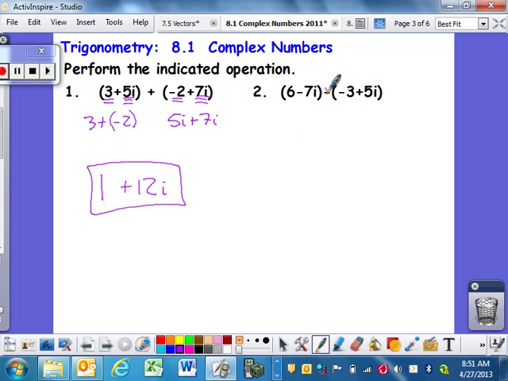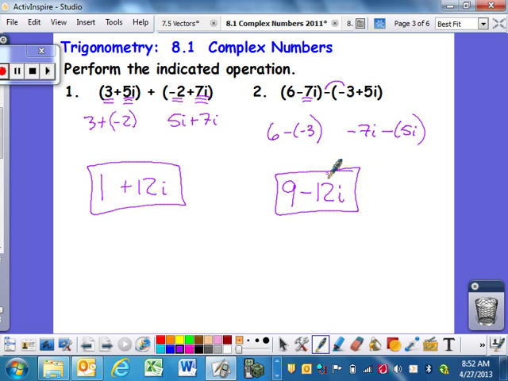Alright? Just remember, you have to subtract the 2. So either distribute, so then you can add, or else go 6 minus the minus 3. And that ends up being 6 plus 3, which is 9. And then negative 7i minus 5i. So negative 7 minus 5 ends up being a negative 12i. Alright, so that ends up being your subtraction part.